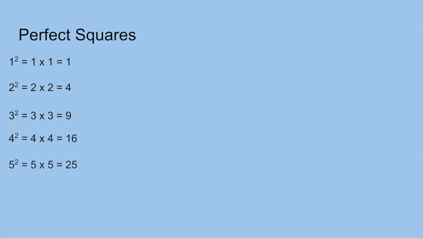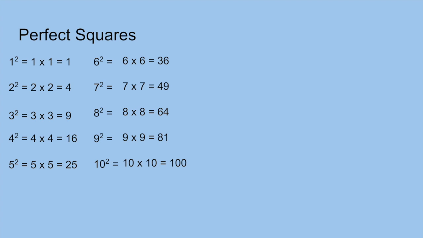So for instance, the first one would be 1 squared equals 1 times 1, which is 1. The second one would be 2 squared, which would be 2 times 2, which is 4. The third one, 3 squared is 3 times 3, which is 9. Then we have 4 squared, 4 times 4 equals 16. And 5 squared equals 5 times 5 equals 25. So I would like for you to go ahead and find the next set of perfect squares.